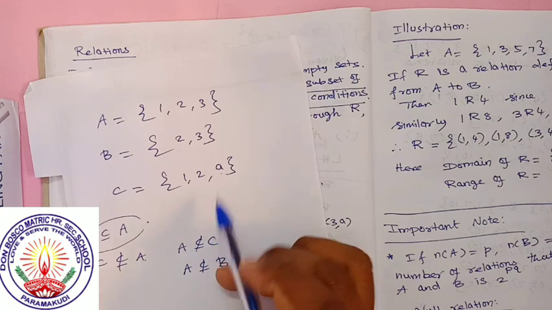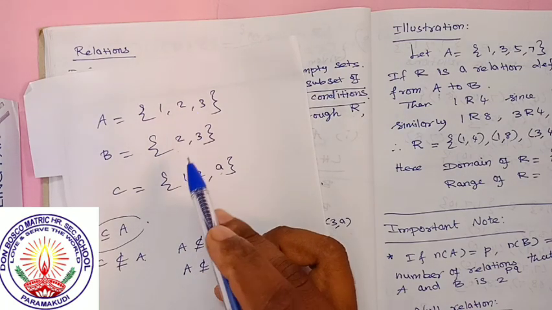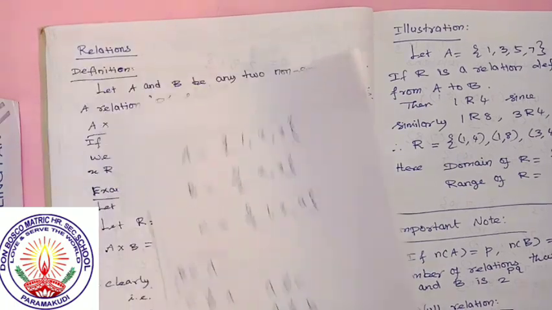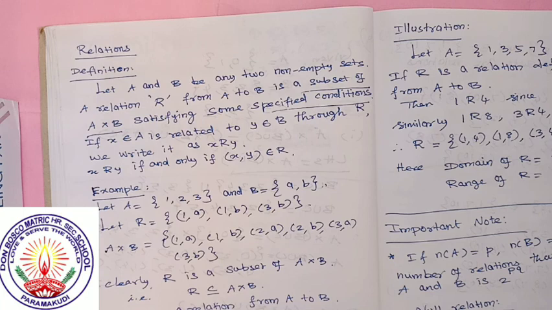So subset means every element of one set is also an element of another set, that means the smaller set will be a subset. Now here we are going to discuss a relation as a subset. So what is a relation?